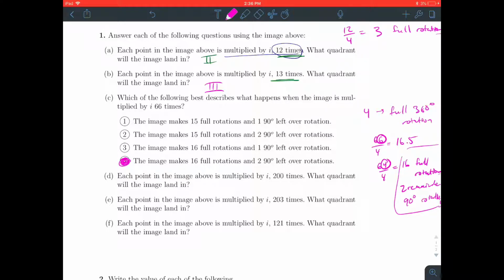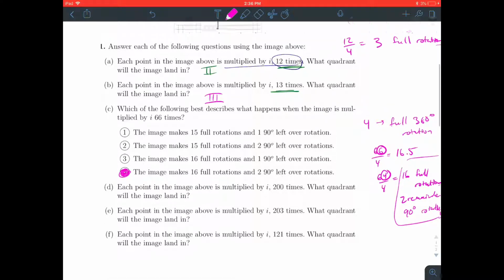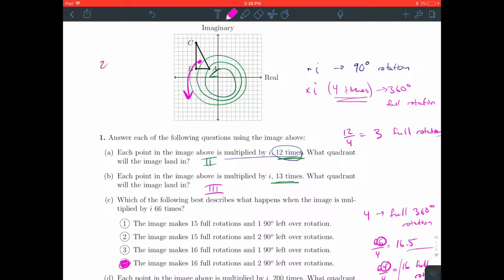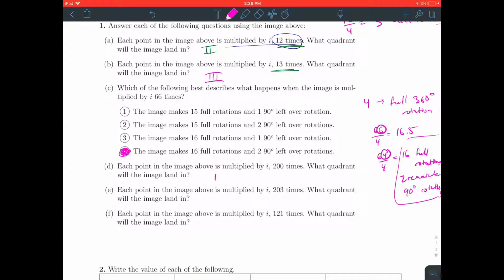Each point in the image is multiplied by i 200 times. What quadrant will the image land in? Well, if we do 200 divided by 4 to calculate the number of full rotations, that gives us exactly 50 full rotations. If we do 50 full circles, that will leave us right back where we started, so it will be quadrant 2.